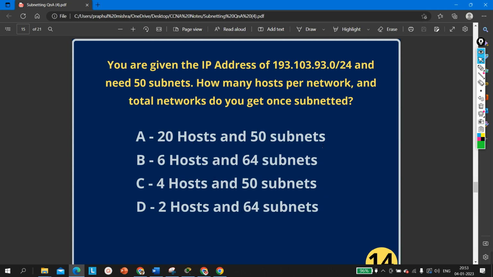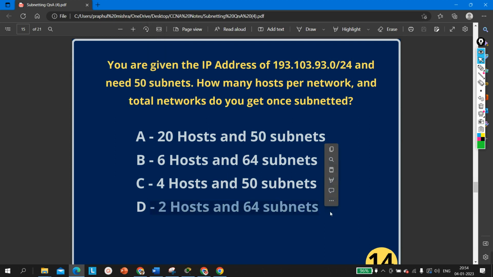And Hassan, please try to solve by yourself as well. Hassan, Kunal, Venkant, Raj, Kuldeep, just try to solve. If you are not able to solve, no problem. The question is very simple. This one is a network, and you need to subnet this network. Answer should be D.